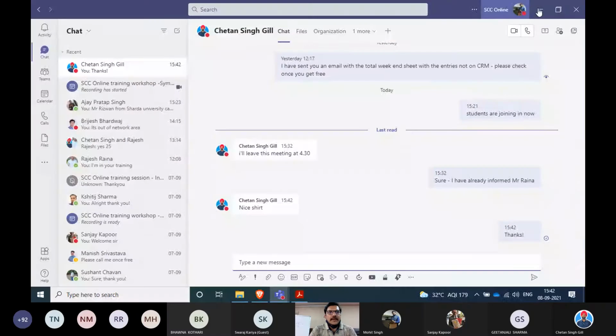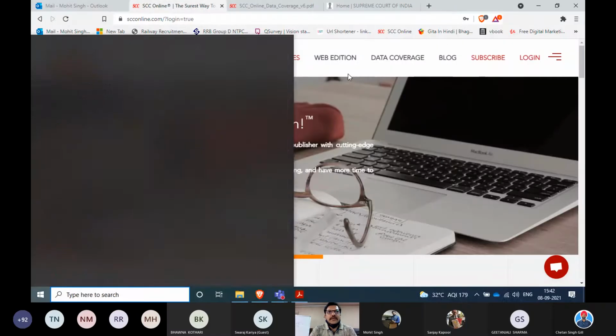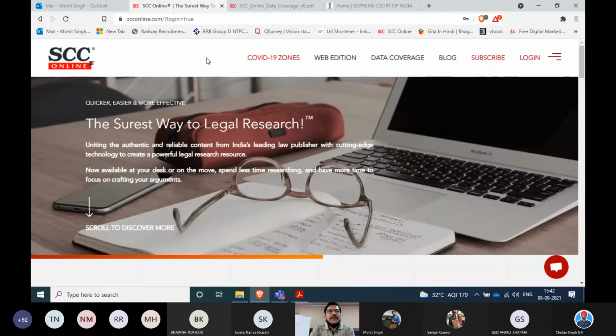So we have to cover the basic orientation for them, and in future maybe one or two sessions we'll cover the research area, and for LLB another two sessions. Thank you, Baleshji. Without wasting any further time, let's start.